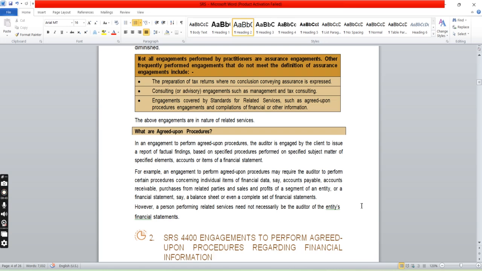However, a person performing the related service need not necessarily be the auditor of the entity. It is not necessary that he be the auditor of the financial statement; he can be any person.